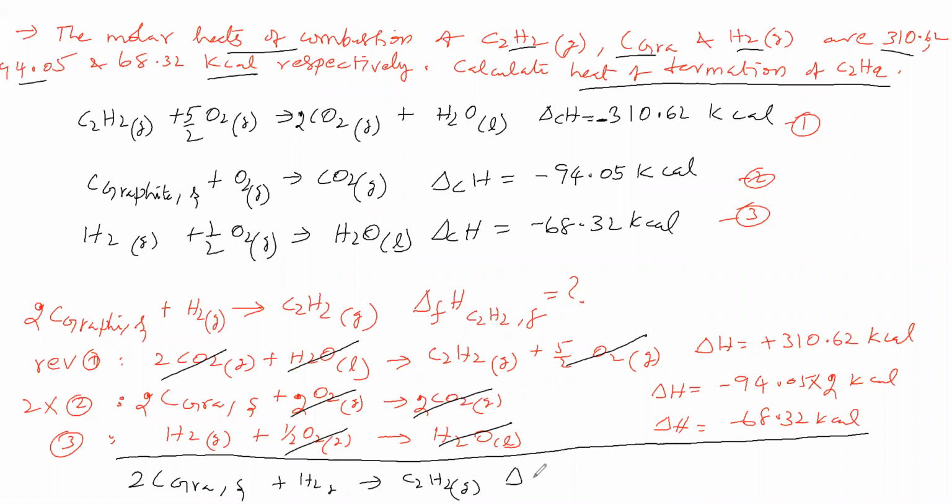Now for this we have to find delta H, which is the heat of formation of acetylene. To get it, add all the delta H values. So the heat of formation of acetylene is plus 54.2 kilocalories.